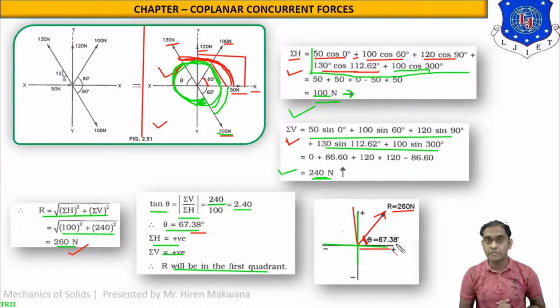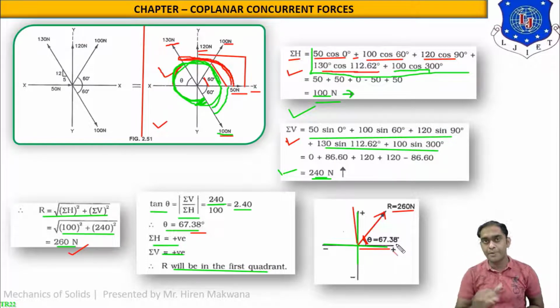So this is the final basic numerical. What is first? First of all, convert the compressive forces into tensile forces. What is step number 2? Find sigma H. While finding sigma H, all the angles must be with respect to the positive x-axis only. Third step, find sigma V.